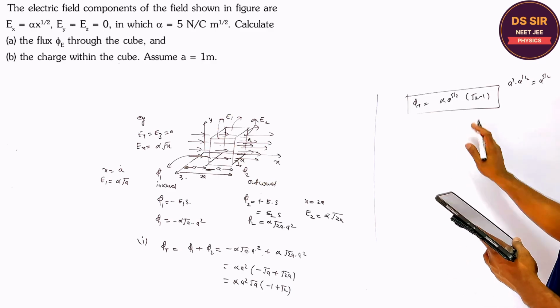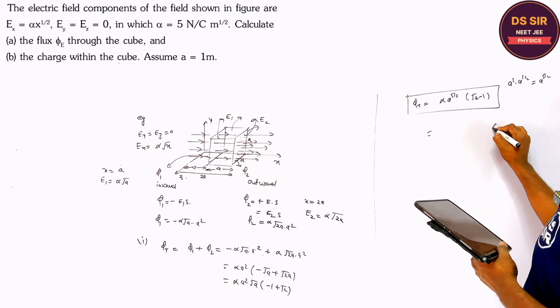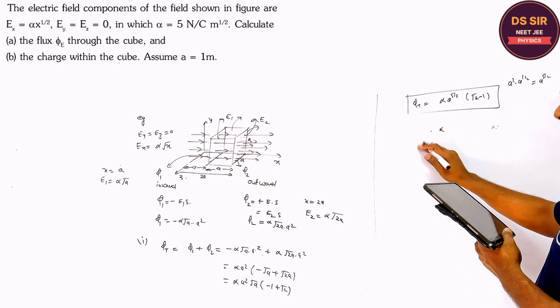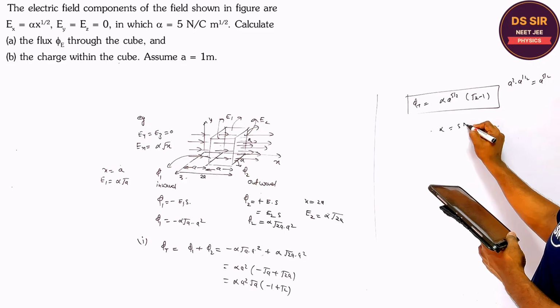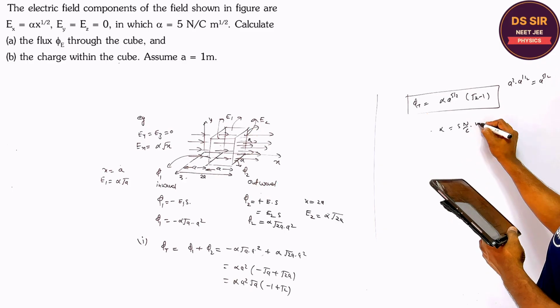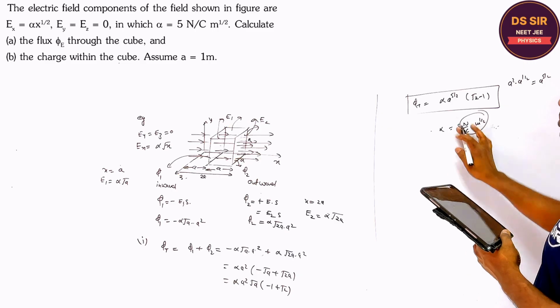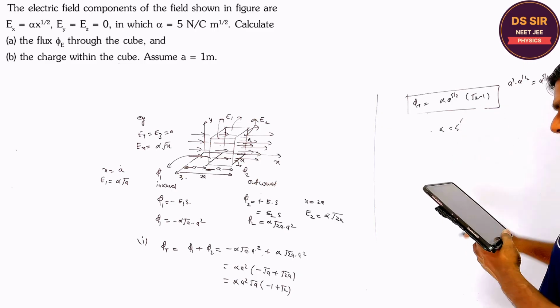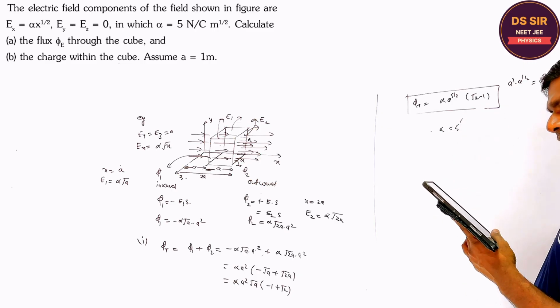The value is also given. The value of alpha is what? The value of alpha is 5 Newton per Coulomb meter to the power 1/2. It is the SI unit only. The alpha value is 5. You can say it like this, right?